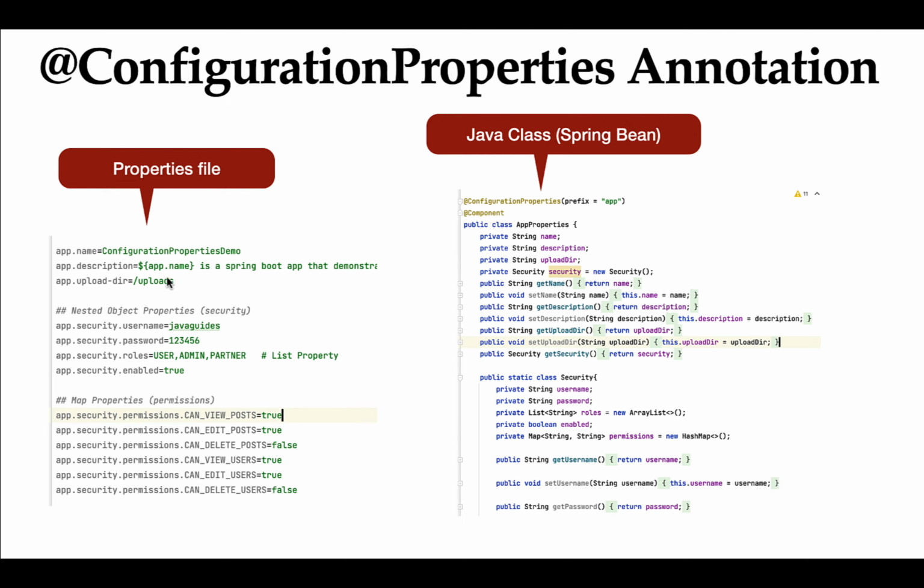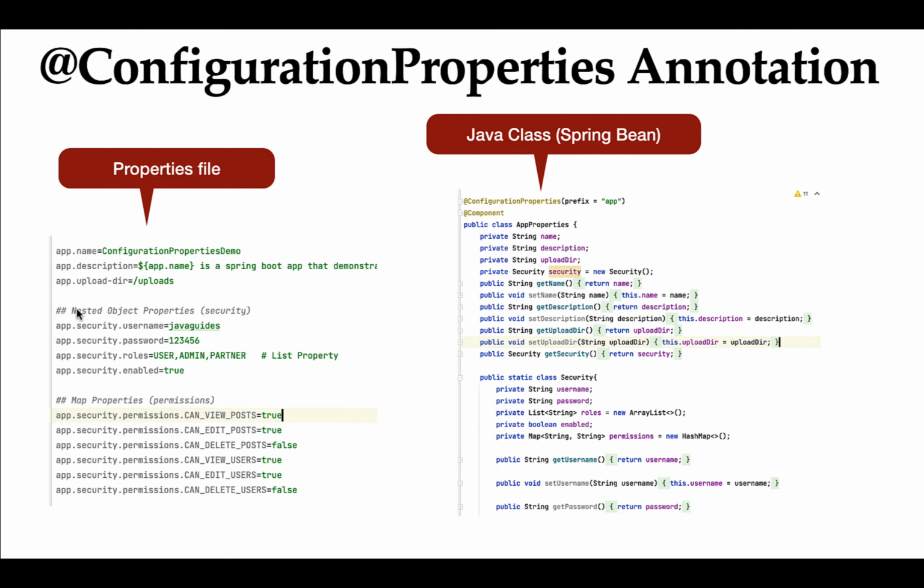For example, look at the code snippets here. Here we have a properties file and here we have a Java class. This Java class is annotated with the @Component annotation, so we can call this class a Spring Bean. Next, in order to directly bind this properties file content to this Java class's fields, we can use the @ConfigurationProperties annotation. For example, you can notice the properties app.name, app.description, app.upload-directory. So these properties we can directly bind to the Java class fields like name, description and uploadDirectory fields.